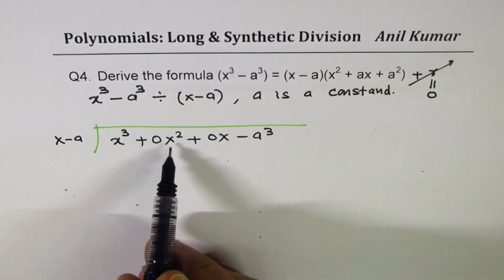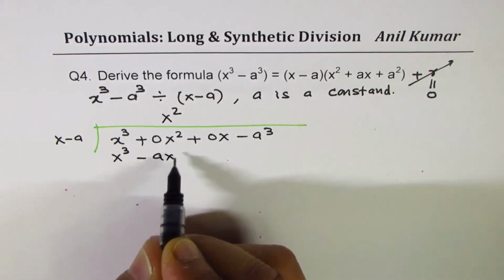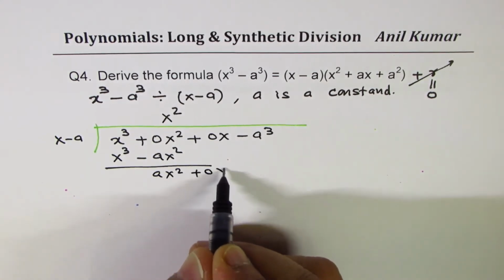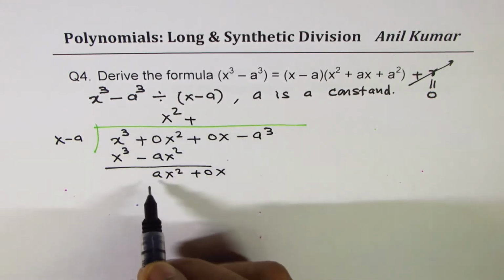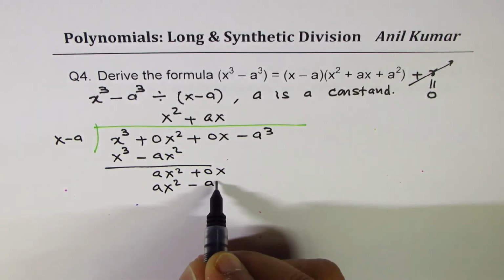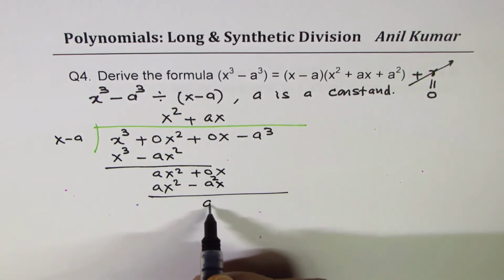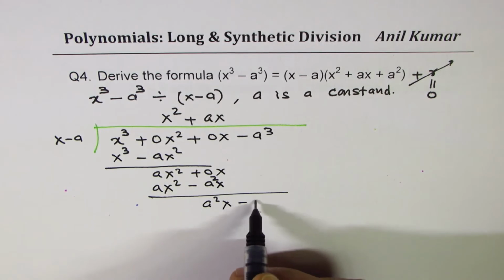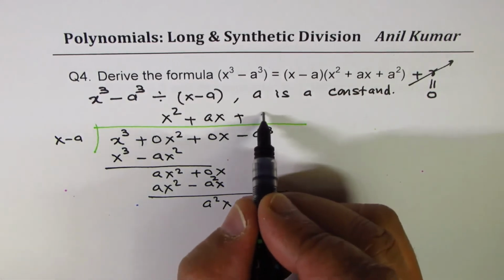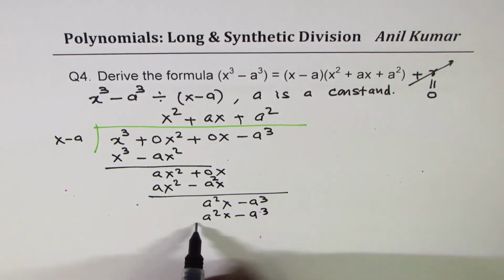So in the quotient, taking the first terms, we get x squared. So when you multiply, we get x cubed minus ax squared. And when you subtract, we get ax squared plus 0x. So we have to multiply by ax. That gives you ax squared minus a squared x, right? And that leaves you a squared x. Bring down the next term, which is minus a cubed. And that should go times a squared, right? So when I write a squared, we get a squared x minus a cubed, and the remainder is 0.